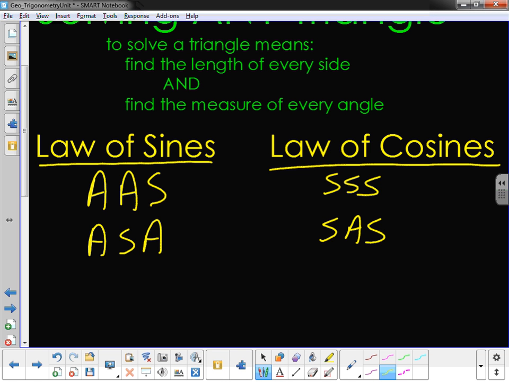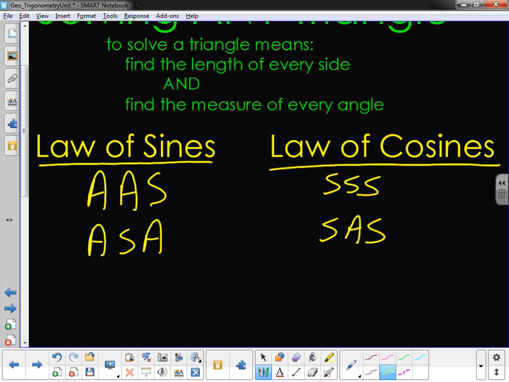Now notice, those four names up there are the exact same names for the combinations that proved triangles were congruent. Remember that. If I can prove the triangles are congruent, I can use one of these two to do it.